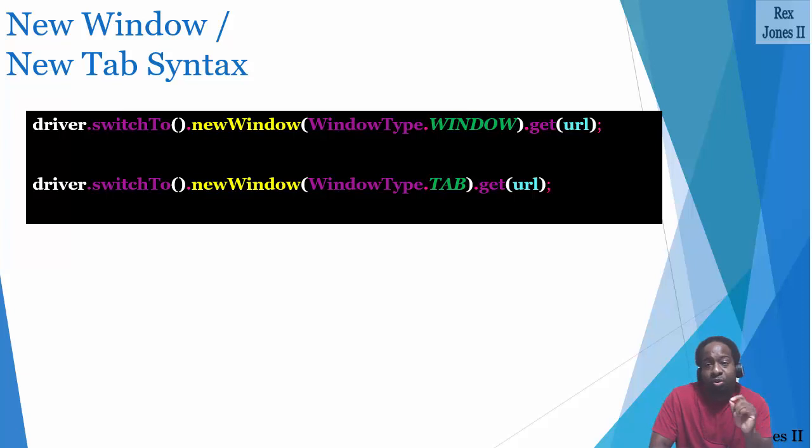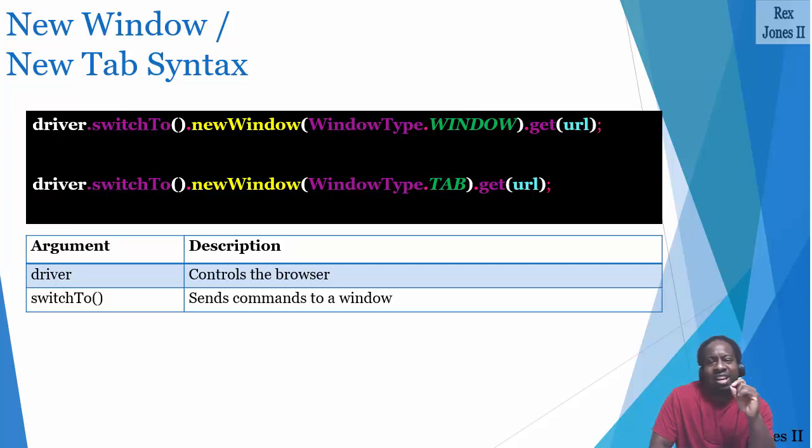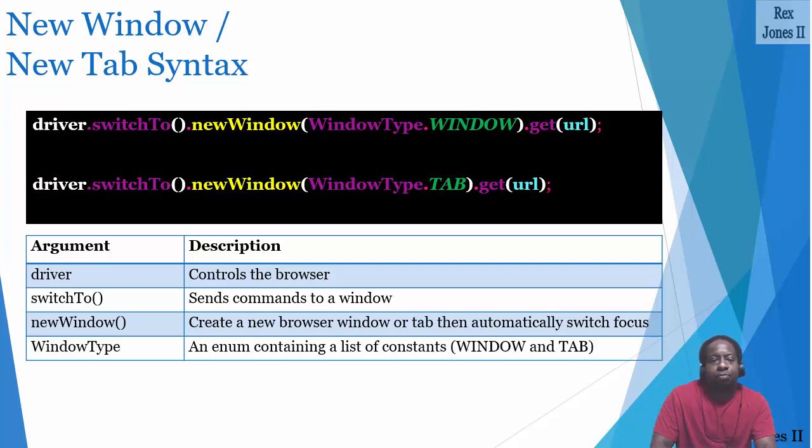driver.switchTo().newWindow(WindowType.WINDOW) or (WindowType.TAB).get(URL). Notice window and tab are written in green. Driver is used to control the browser. switchTo is a method that sends commands to a window. It switches focus between the windows. newWindow is a method that creates a new window or tab, then automatically switches focus to that new window or tab. WindowType is an enum.